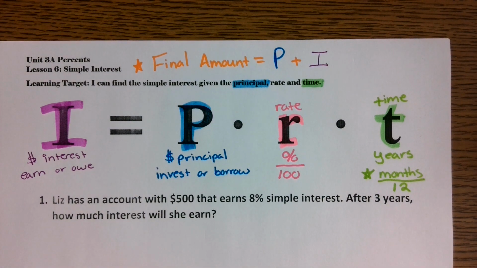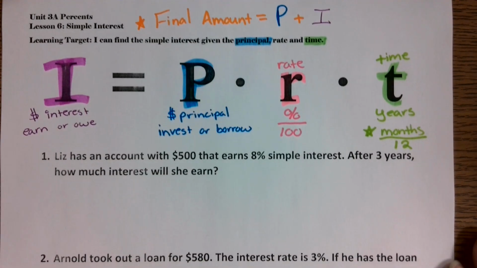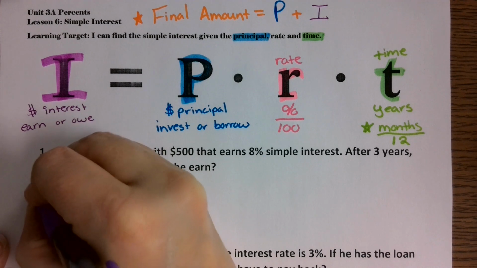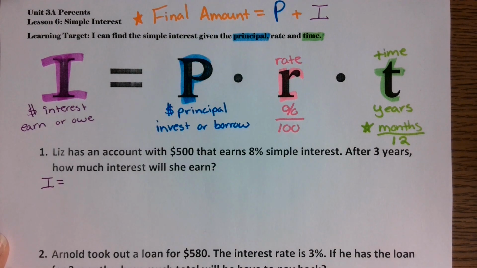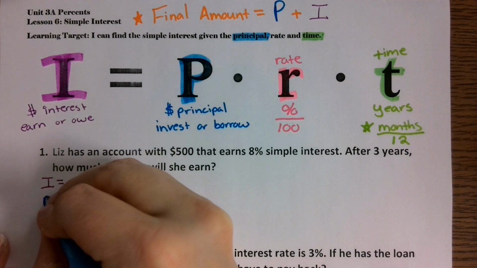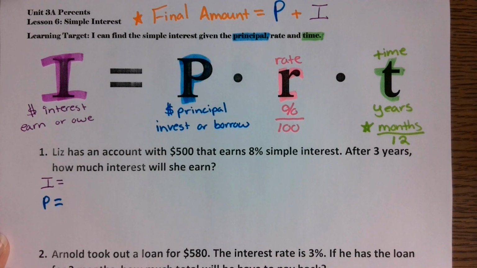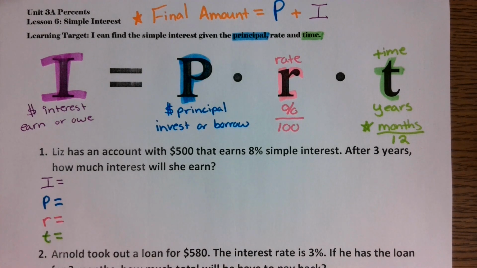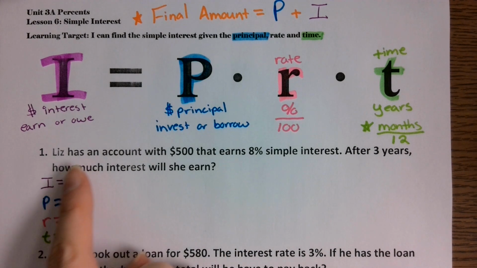So let's go ahead and do a few examples. Again, very quick and simple formula to follow. We're going to set it up just like we've done with the percent proportion. I'm going to break it down into the parts. I want to know what every value represents. So I need to figure out the I, the P, the R, and the T. Remember, each of these represents something. So let's take a look at the problem.